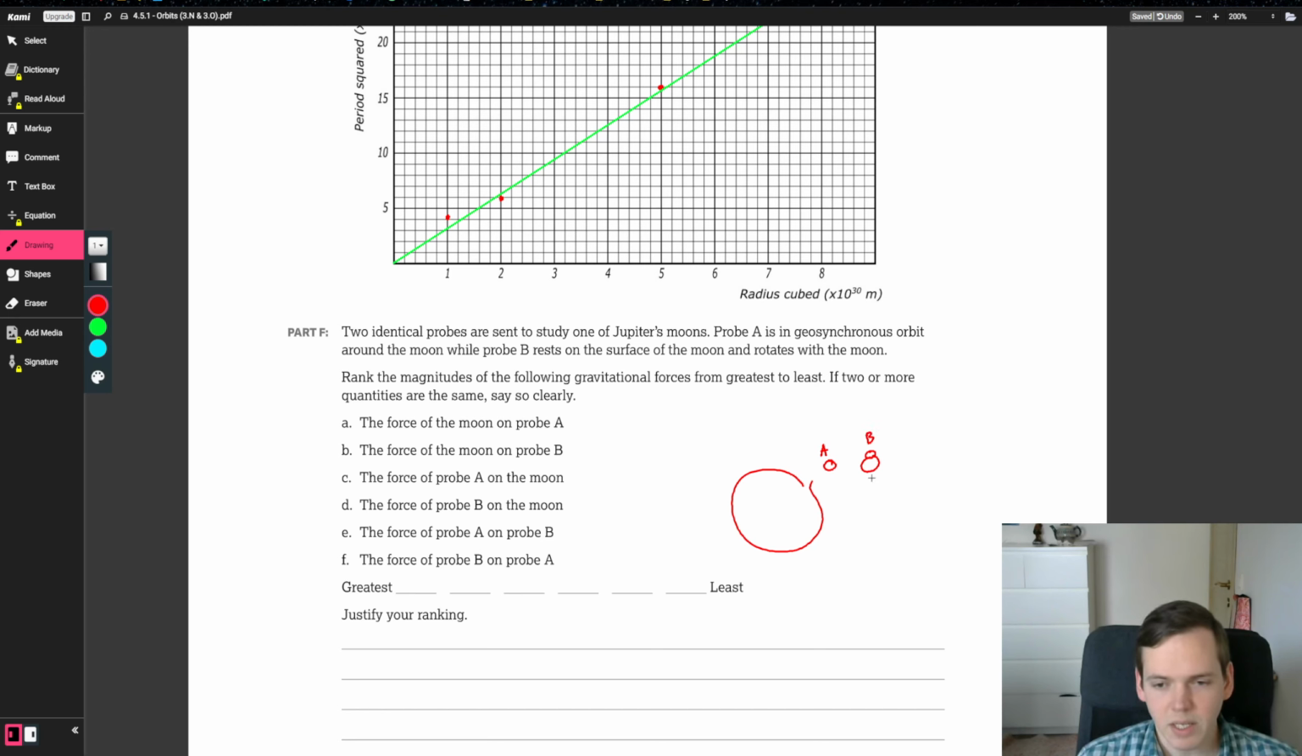And then at the end, we're going to have probes acting on each other. So let's rank those lastly. So E is going to be equal to F. And that's just because there's so much less mass involved.